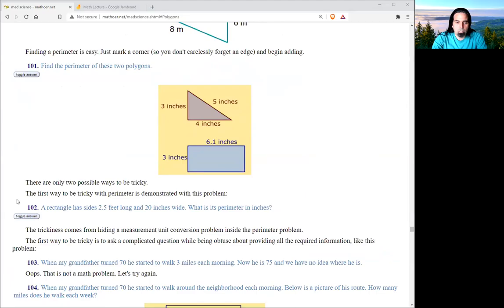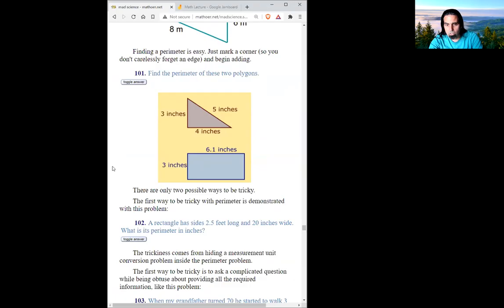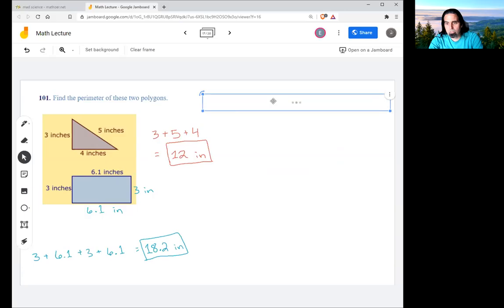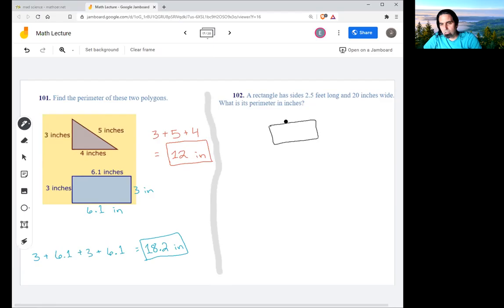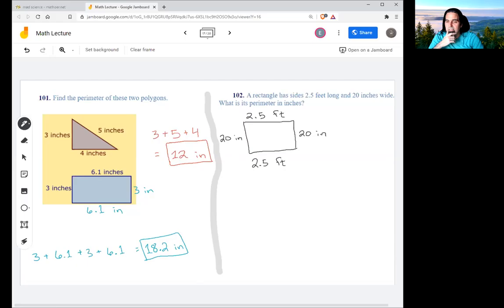Can we make that tricky? Sure. Let me make that not so wide. I want to do it on the other side. So this problem is trying to trick us. We have another rectangle and its sides are, it's not going to be actually that extreme. 2.5 feet on the long side, and 20 inches on the short side. So why am I in trouble to start with?